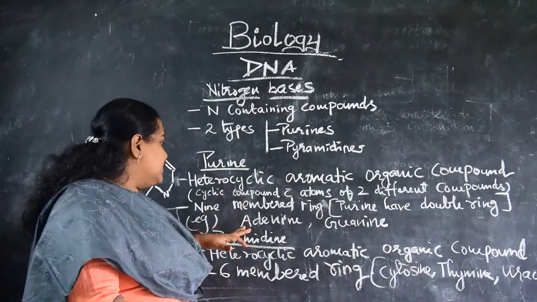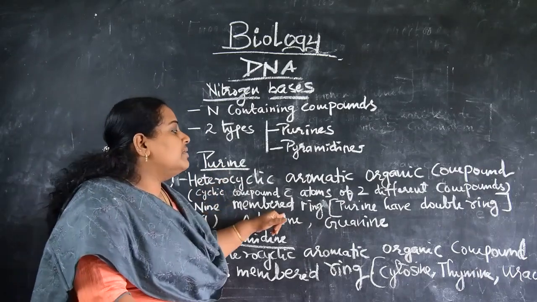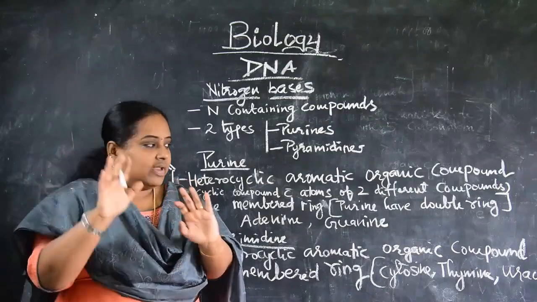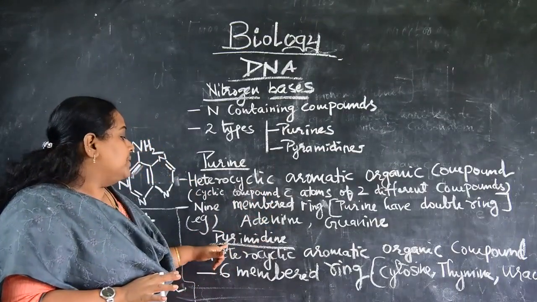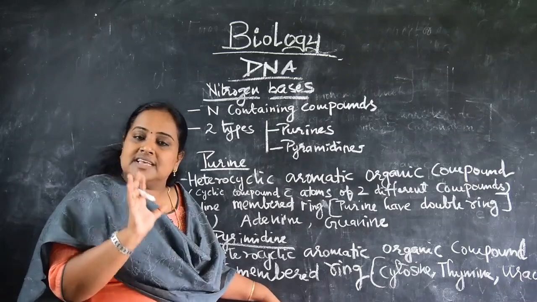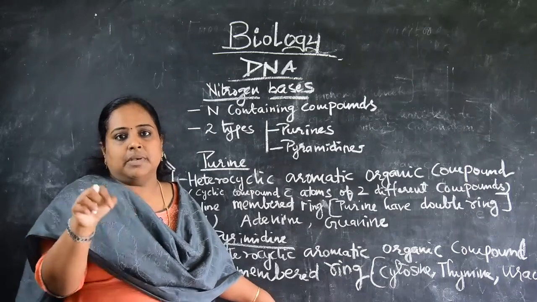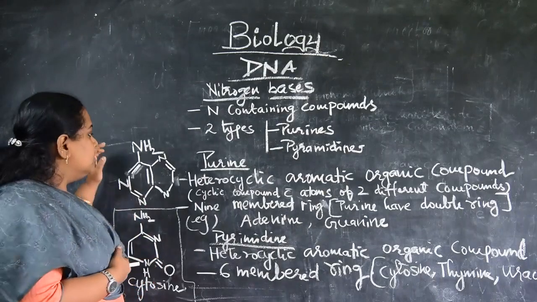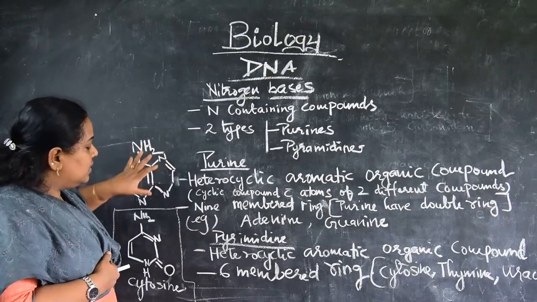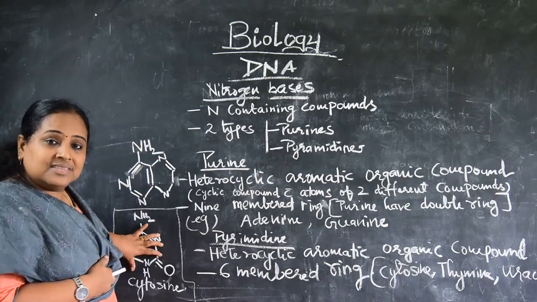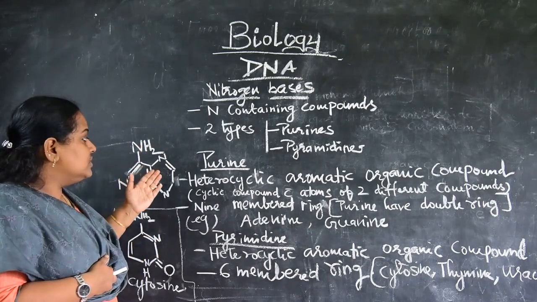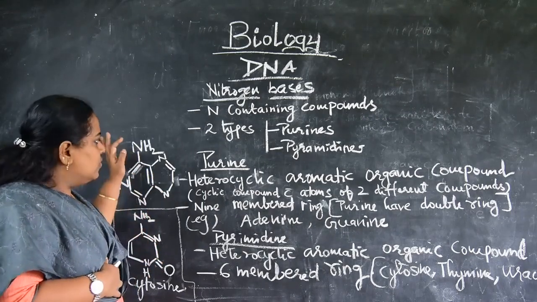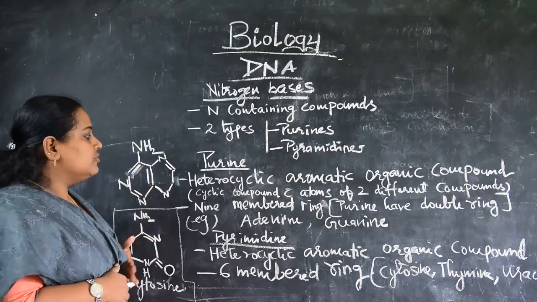But the difference is that purines have a 9-membered ring, and pyrimidines have a 6-membered ring. You can see the structure here. This is a purine compound and this is a pyrimidine compound, cytosine. There is no need to go into detail and study the structure, but it is better that you know this. Just knowing it will be good for you.